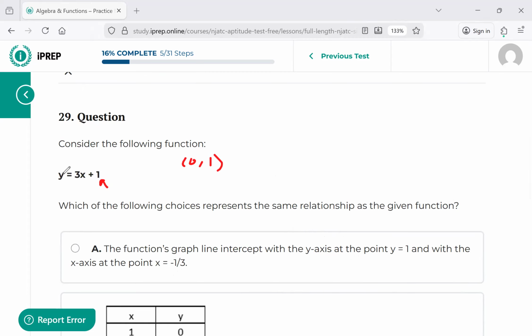So how do you find the x-intercept? You set y to 0 and solve for x. We'll subtract 1, subtract 1, we get -3x, divide by 3. Yes, that is the x-intercept. So it has to be A.